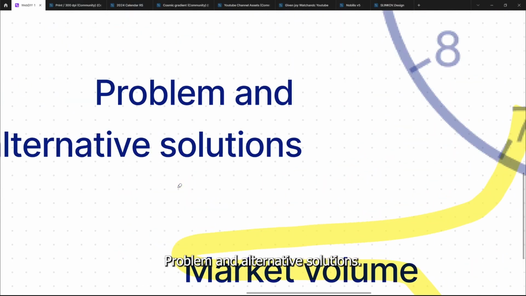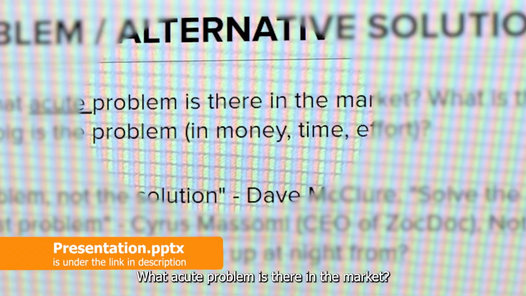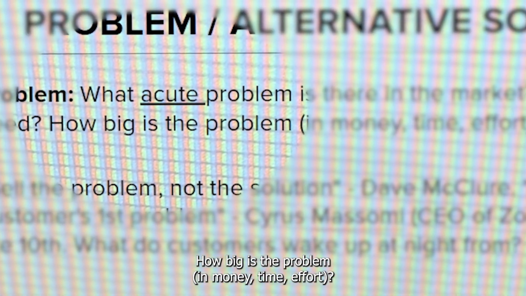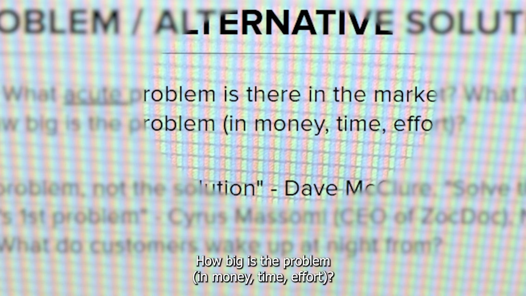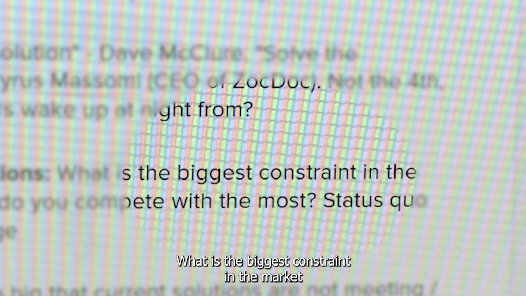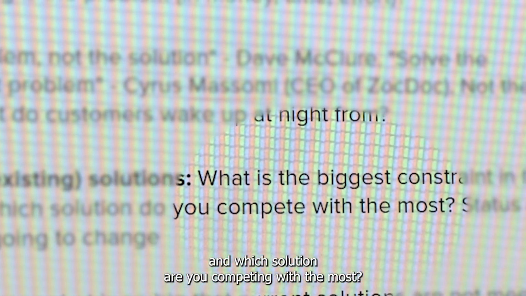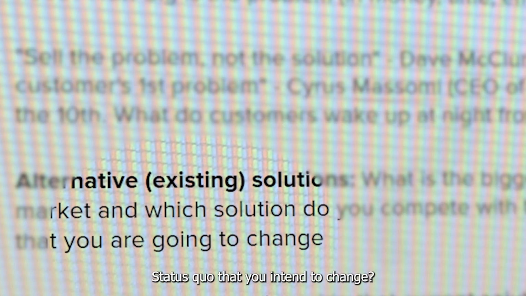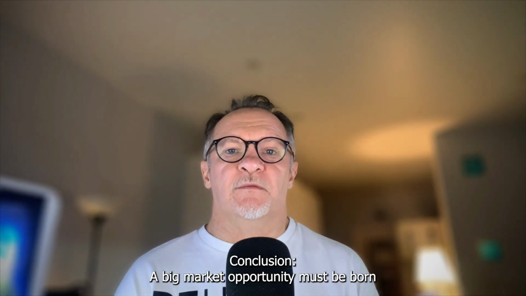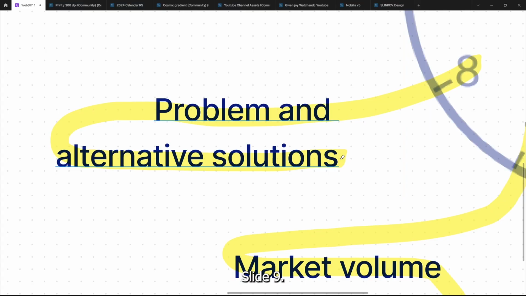8. Problem and alternative solutions. What acute problem is there in the market? What is the unmet need? How big is the problem in money, time, effort? Alternative existing solutions. What is the biggest constraint in the market and which solution are you competing with the most? Status quo that you intend to change. Conclusion. A big market opportunity must be born out of the problems described.